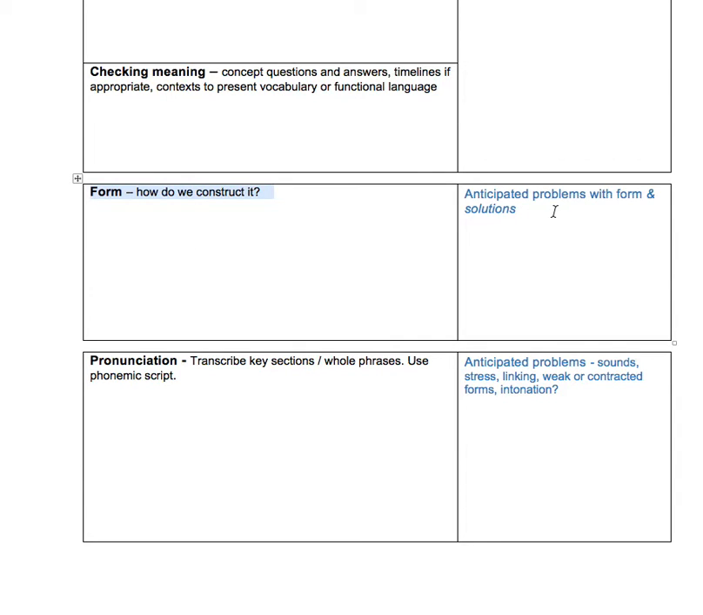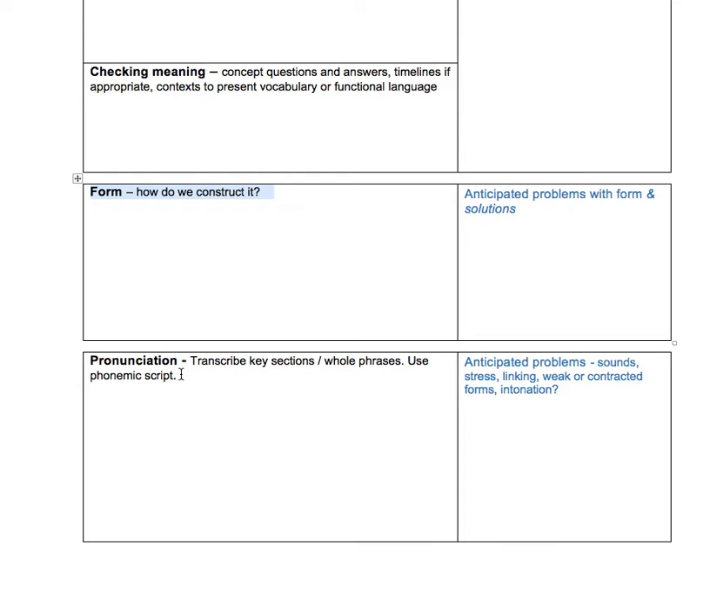Anticipated problems with form and solutions, again, would be the things that I was mentioning before, and also solutions on how you would deal with them. Very brief solutions, for example, allowing for restricted practice or drilling, allowing time for use and correcting mistakes as they come up, refreshing students' memories about this rule, writing the rule in the corner on the board and indicating it throughout the class.